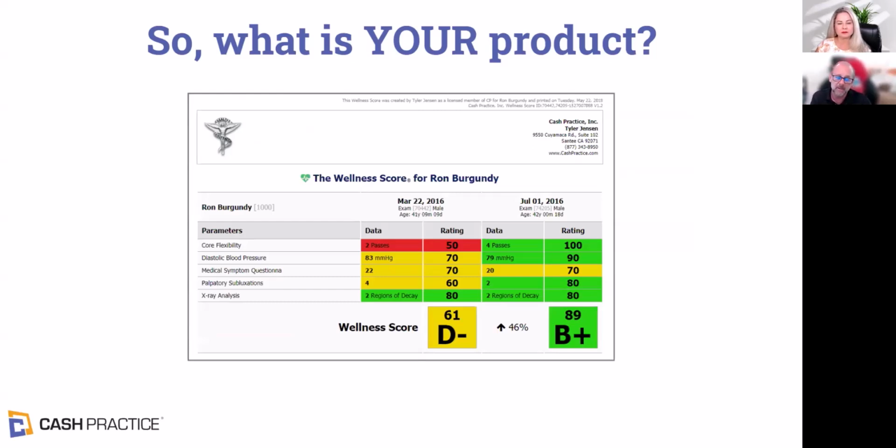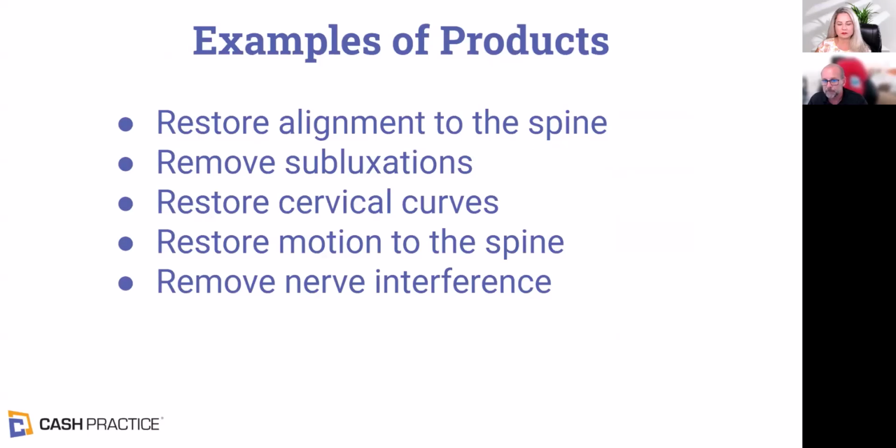Bottom line is there's something you're measuring to show them they've made an improvement towards an objective goal. Examples of products you could have in your practice: it could be you're restoring the alignment to the spine, you're removing subluxation, you're restoring cervical curves, you're restoring motion to the spine, removing nerve interference if you're more neurologically based. Whatever it is you're doing, just get clear on it.